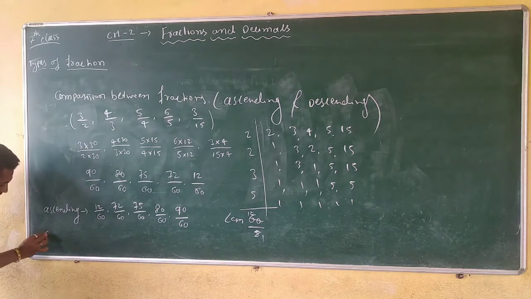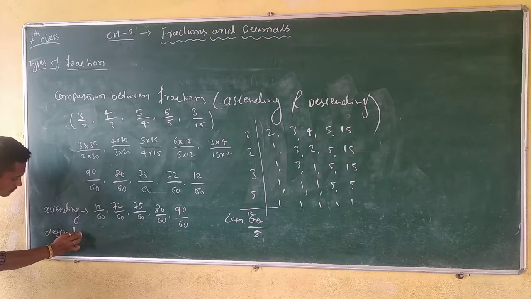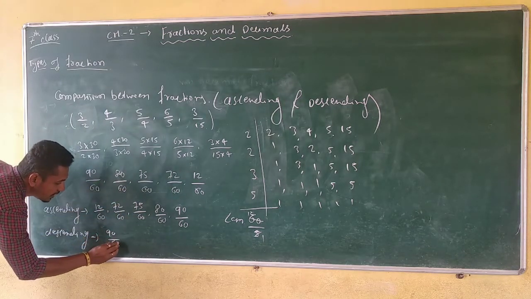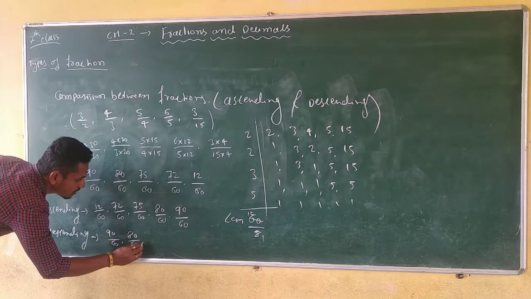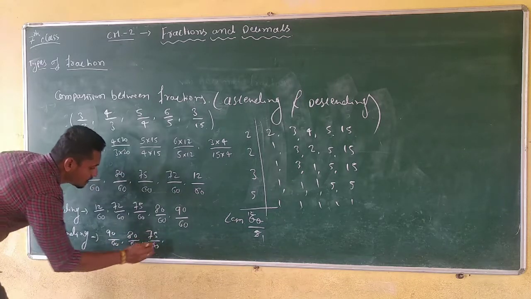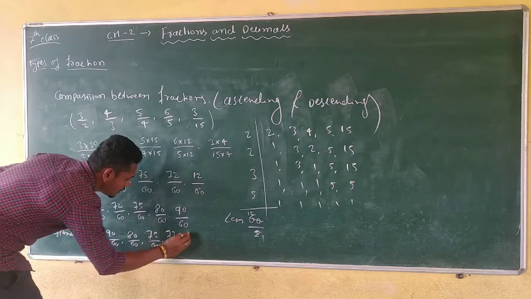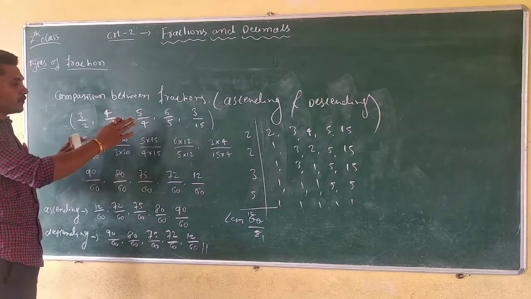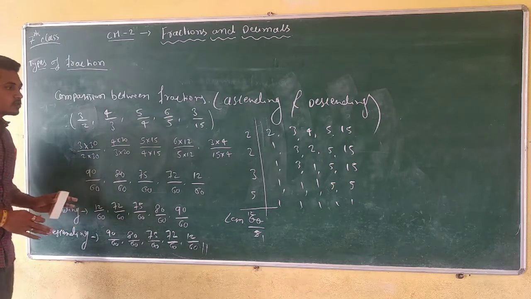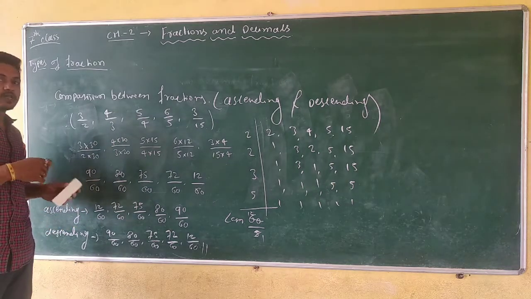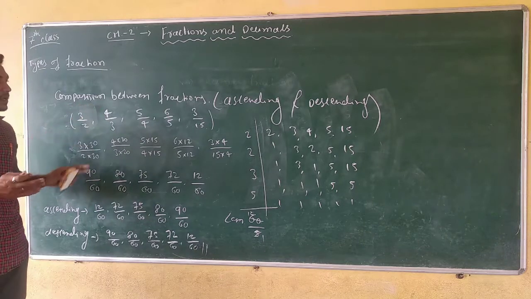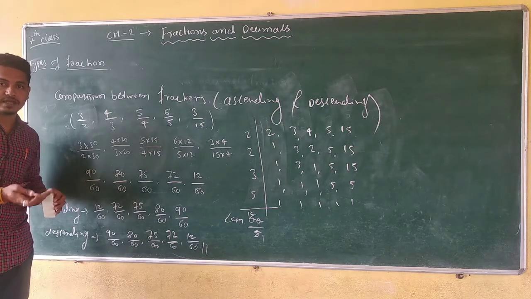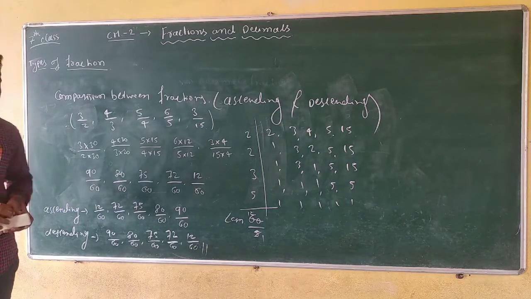Now descending order, we have to write in reverse. So 90 divided by 60, 80 divided by 60, 75 divided by 60, then 72 divided by 60, and 12 divided by 60. Like that we have to compare fractions. So please note this down, and now solve some examples on the concept of comparison between fractions, how to add fractions, and how to subtract fractions. Please note this down.